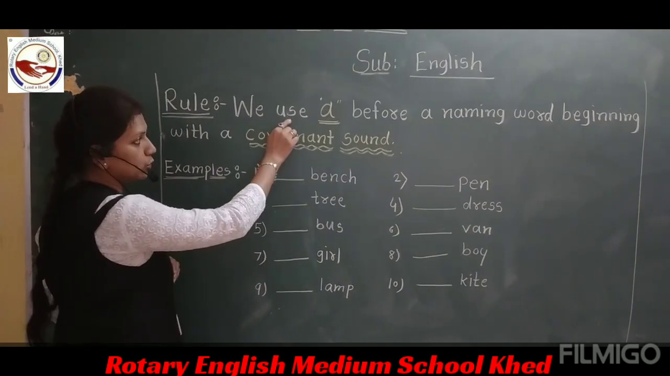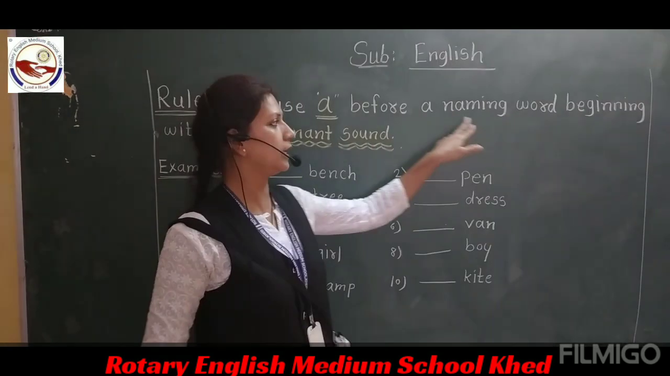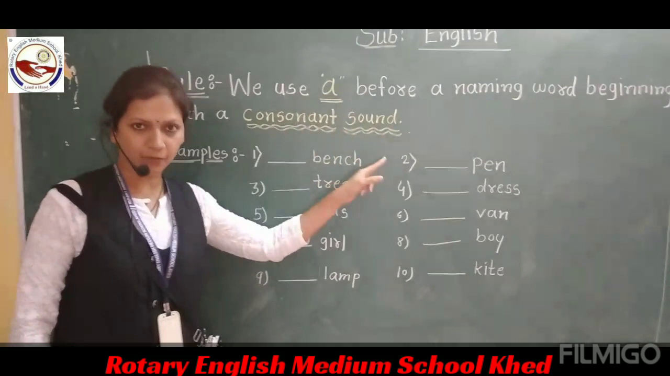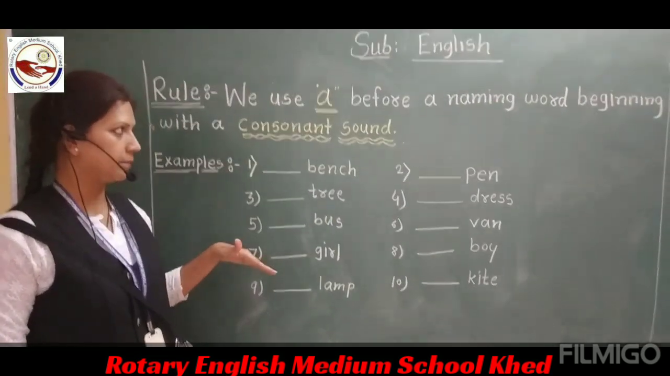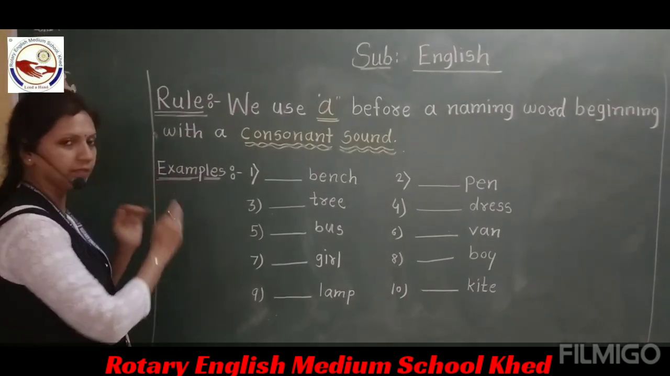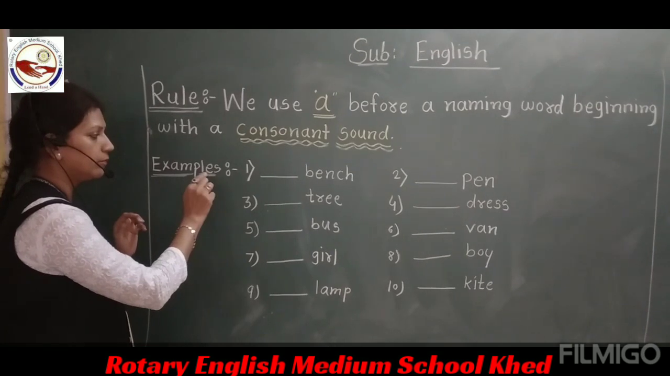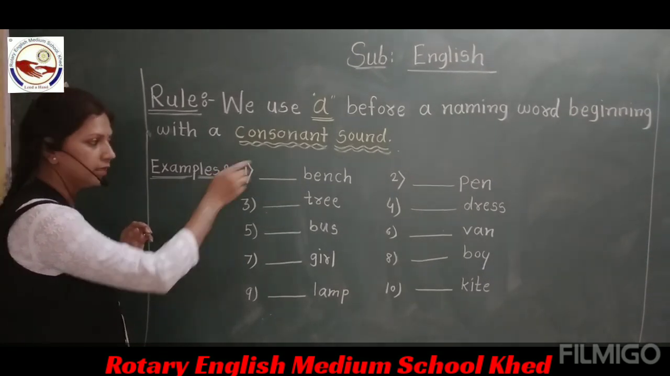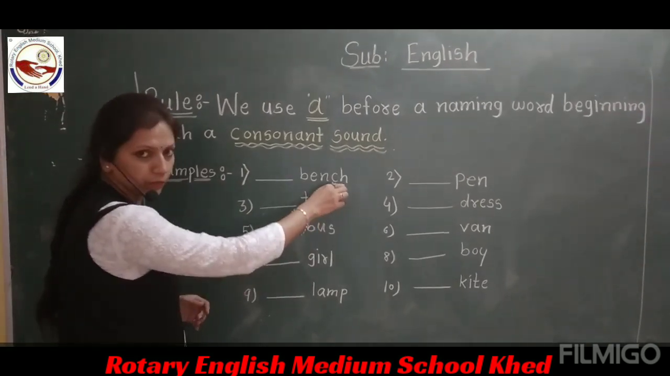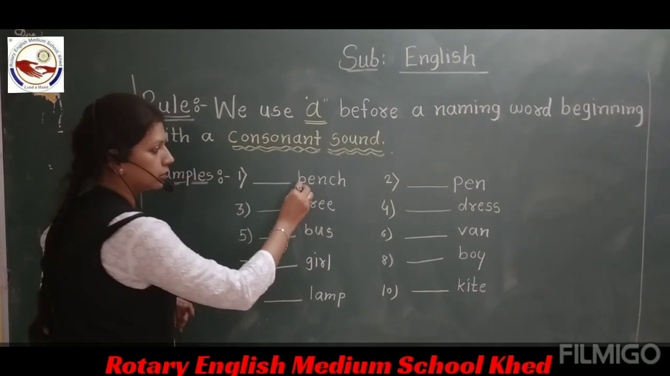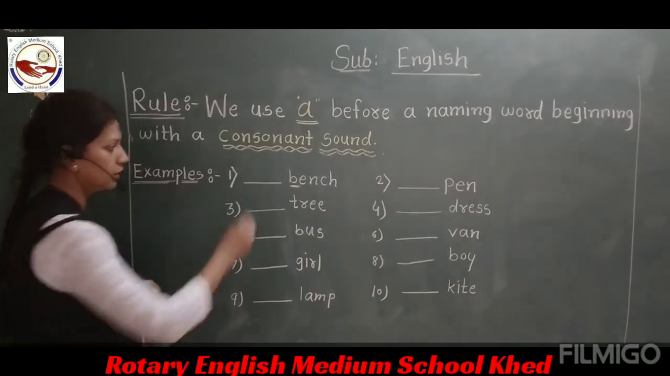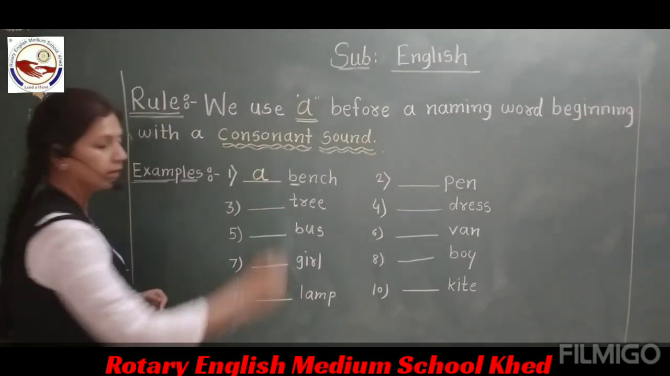We use a before a naming word beginning with a consonant sound. Now there are some examples. First write this rule, leave a line and start with the examples. The first word is bench. The bench word starts with the B sound, which means it is a consonant. So I use a bench.